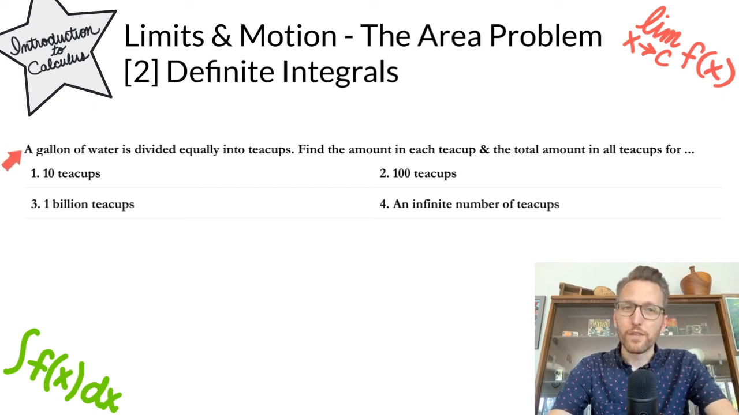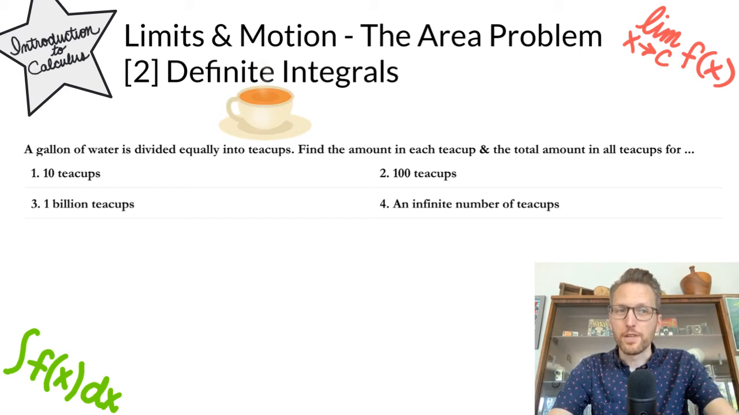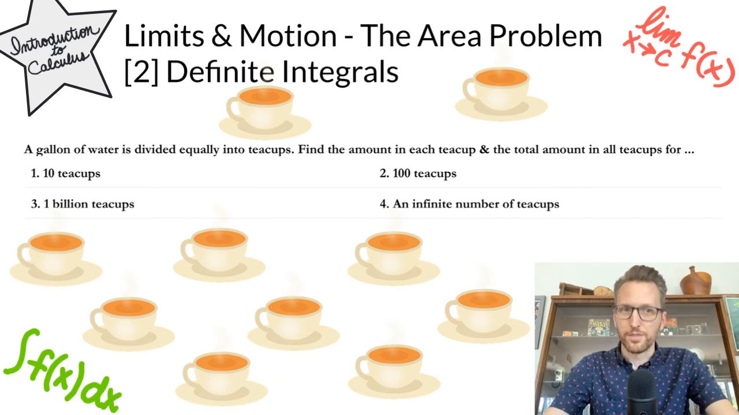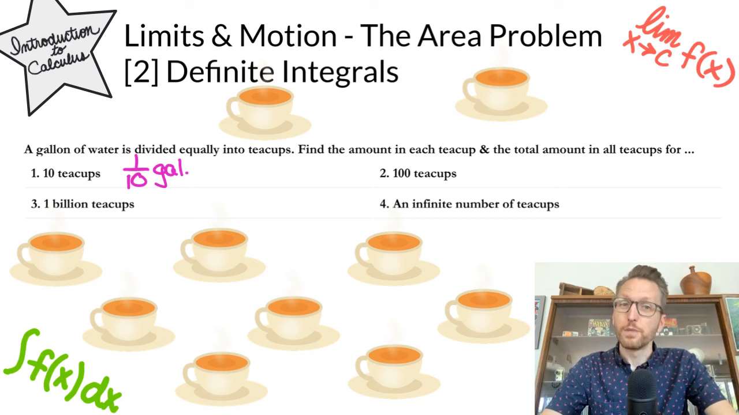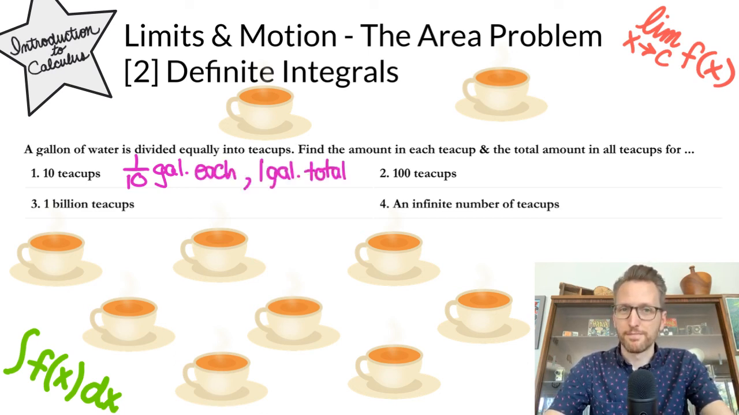Consider a gallon of water is divided equally into teacups. Find the amount in each teacup and the total amount in all teacups for these 4 situations. So for number 1, we have 10 teacups. That means that we take a gallon and divide it by those 10 teacups, and we have 1/10 of a gallon in each teacup. Okay, not bad. And we still have a whole gallon among all the teacups.